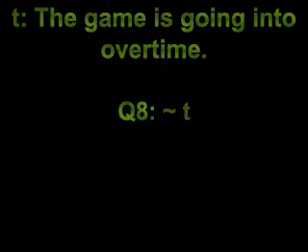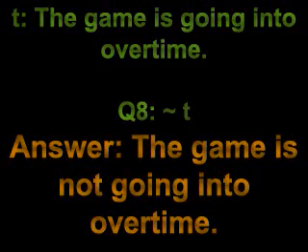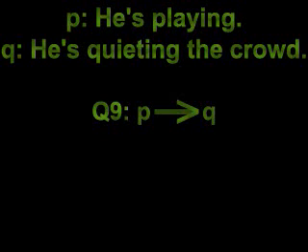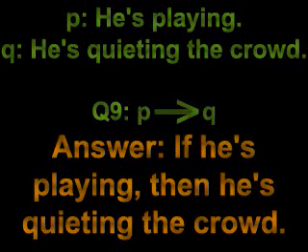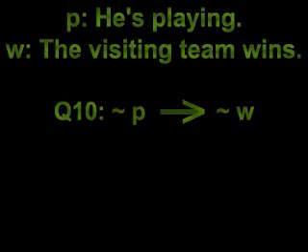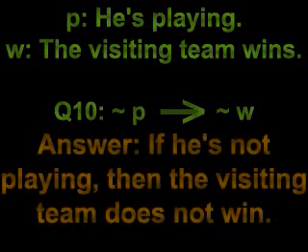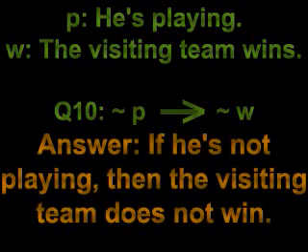Now let's try tilde T. A possible translation is, the game is not going into overtime. Now let's try P arrow Q. A possible translation for this would be, if he's playing, then he's quieting the crowd. And finally, tilde P arrow tilde W. A translation for this is, if he's not playing, then the visiting team does not win.